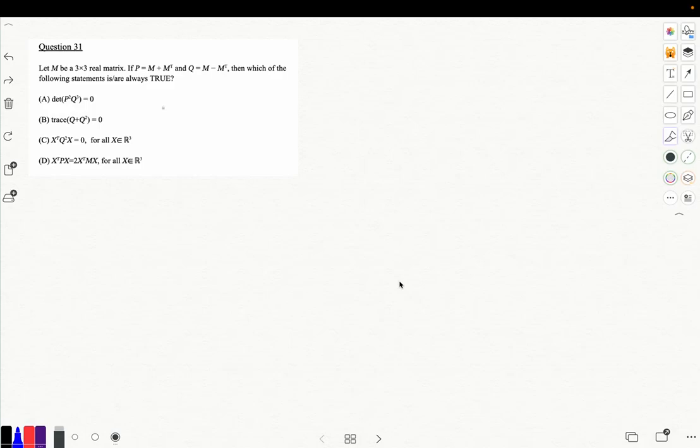So we were discussing the MSQ part of the JAM 2023 paper. So continuing with that part, today we'll be discussing a few more problems from that. Okay, so let's see it.